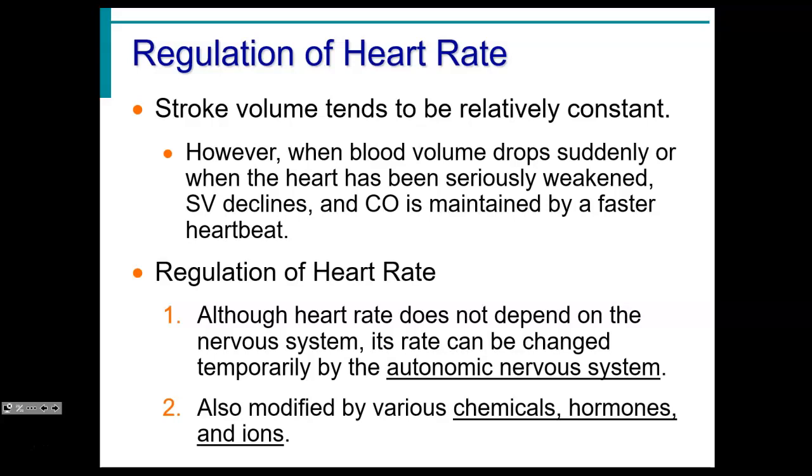If you have less return, then that's going to be the opposite. So the heart doesn't depend on the nervous system because it has that automaticity and its own individual conduction system, but it is controlled by the autonomic nervous system too. Chemicals, hormones, and ions can affect it too. If you have a lot of toxins in your body, your heart will beat faster. Hormones will affect your heart rate too. Adrenaline increases your heart rate. Serotonin slows it down. So different hormones will affect it as well.